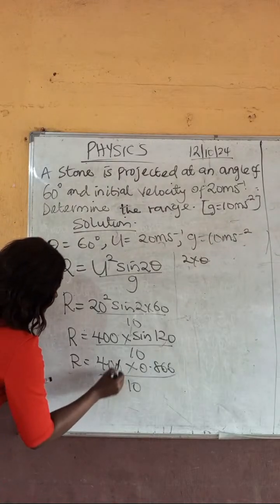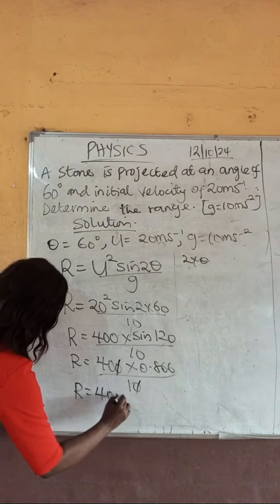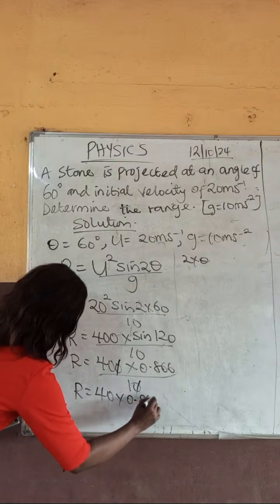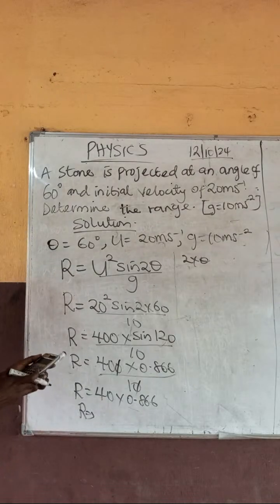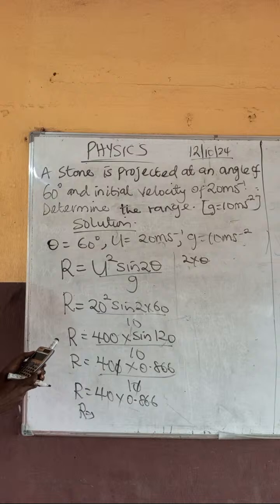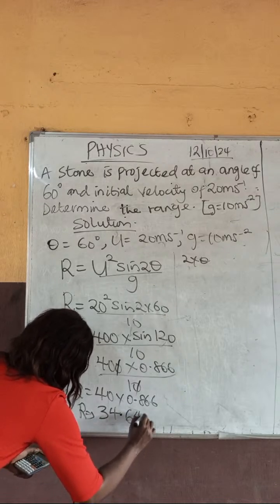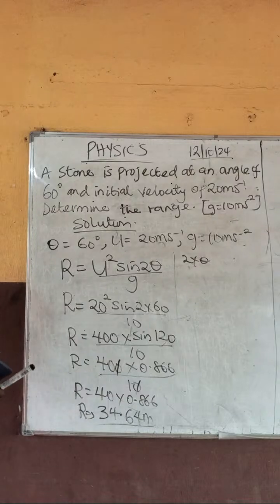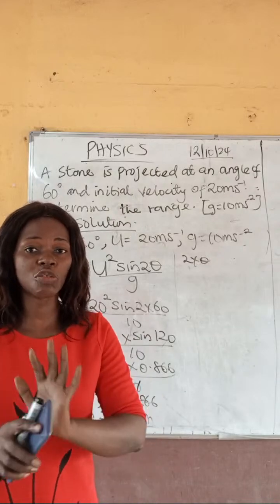Now, this zero can cancel this zero, right? So I have 40 times 0.866. So guess what we have? This is 40 times 0.866, okay? So I have 34.64 meters. 34.64 meters. So the object was projected at an angle. The question did not say whether it is vertical or horizontal, so it's just normal projection.